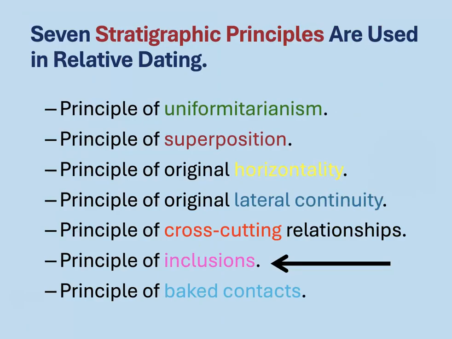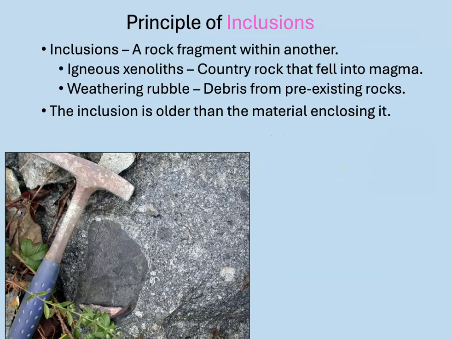The principle of inclusions. Inclusions are rock fragments that are found within another rock, and those inclusions are always older than the rock in which they're found. One example is an igneous xenolith, and this is shown in the left photo. The dark colored rock right here is within this speckled colored rock around it. And what probably happened is that this speckled colored rock is igneous, and it was a magma chamber, and it was intruding into surrounding rock.